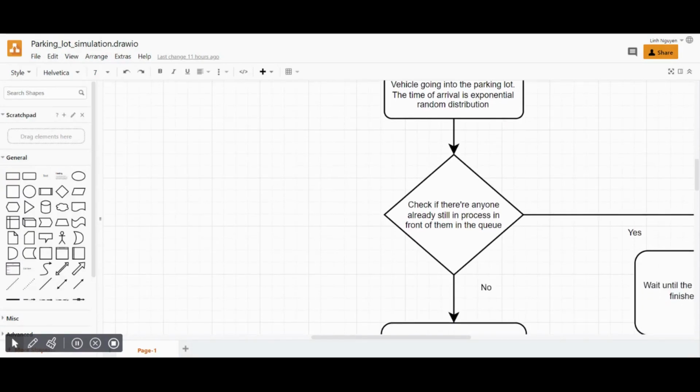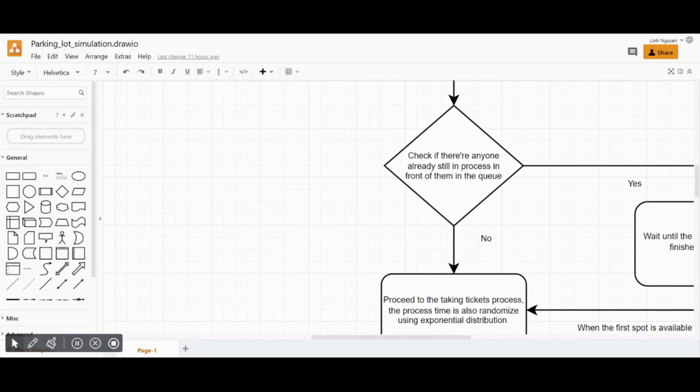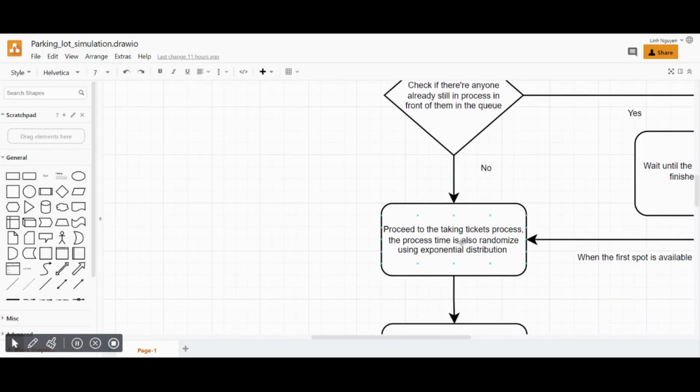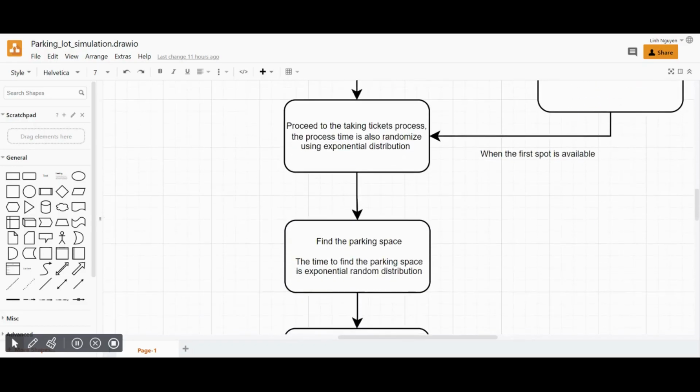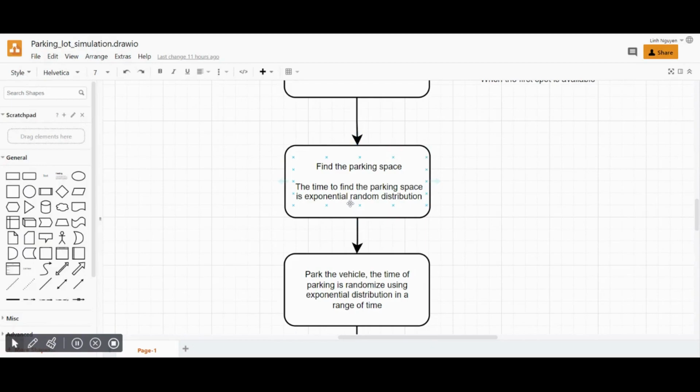The program checks if anyone is already in the queue of going in. If there is no one in the queue, then the program proceeds to the taking ticket process, and the processing time of taking a ticket is randomized using exponential distribution. If there is already any vehicle in the queue, then the vehicles that come after have to wait until the previous vehicle has finished the process, and when the spot is available, it proceeds to the taking ticket process.